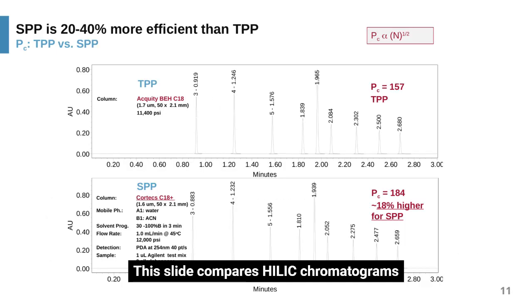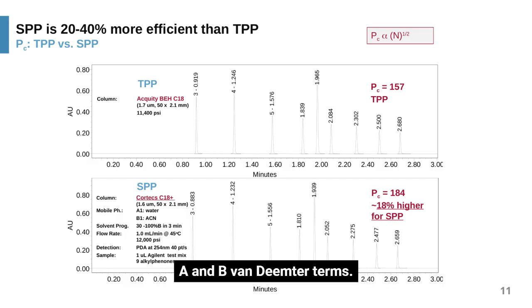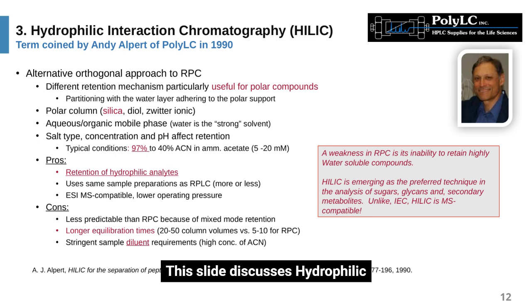This slide compares HILIC chromatograms using TPP versus SPP in fast separations. It states that SPP is 20 to 40% more efficient due to a decrease in A and B Van Deemter terms. This slide discusses hydrophilic interaction chromatography, HILIC.